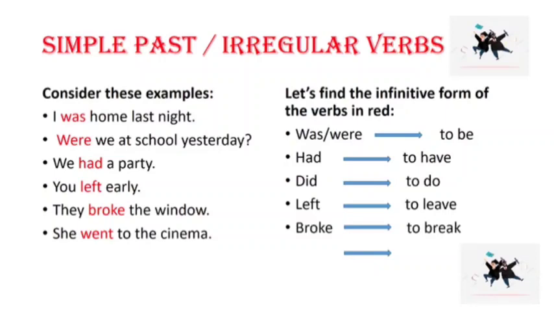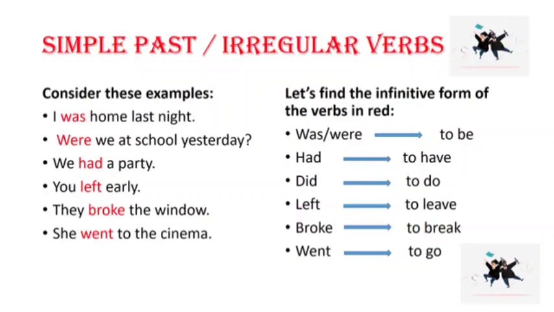Last one, she went to the cinema. Can you guess the infinitive of went? Good job again. Went, its infinitive is to go. Look at the verb number 3 on your right, did. Do you remember the verb did? It's the infinitive of the verb to do. It's not included in the examples because you already know it, but I think you have to remember it because we're going to use it in our practice.